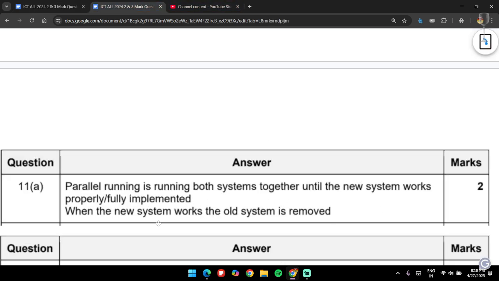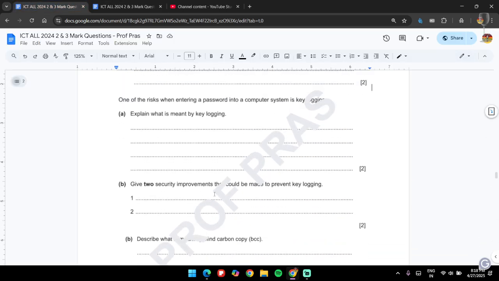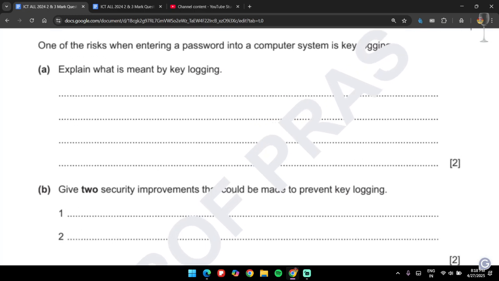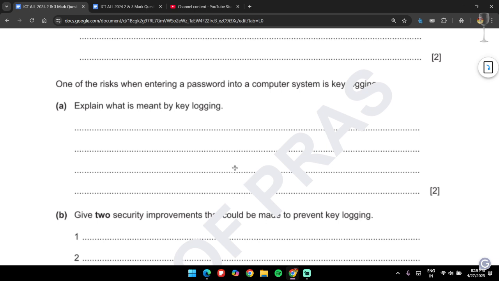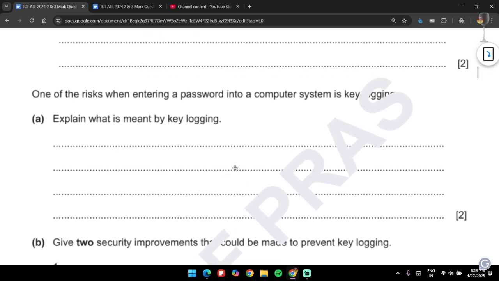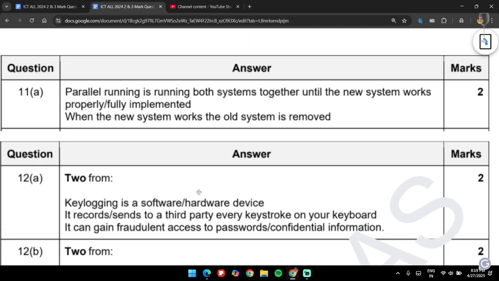Yes, and I did that. What is meant by key logging? Key logging is when malicious software is downloaded into your laptop or device, which records the keystrokes from your keyboard and sends the data to a third party or a hacker. That's basically what key logging is. It's malicious software which sends to a third party every keystroke on your keyboard, and it can gain fraudulent access to your passwords or confidential information.